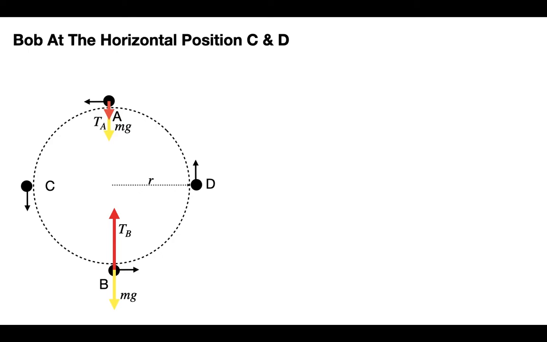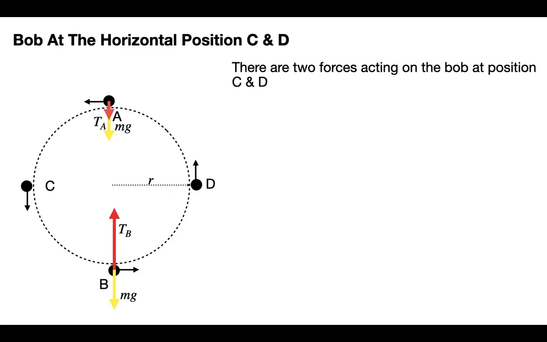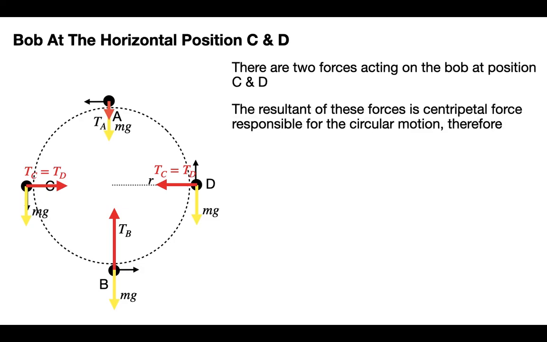Let's consider the bob at horizontal positions C and D. Again, the same two forces will be acting on the bob: mg, which is the weight or gravitational force, and the tension Tc and Td. They both are equal at this point. So the resultant or net force is the cause of circular motion. So we can very well say Tc is equal to Td is equal to mv square by r. So velocity at C or D.